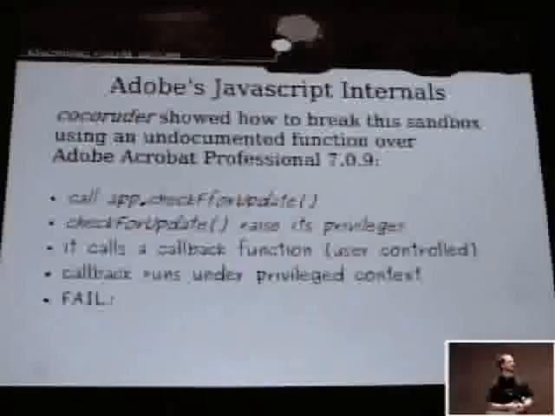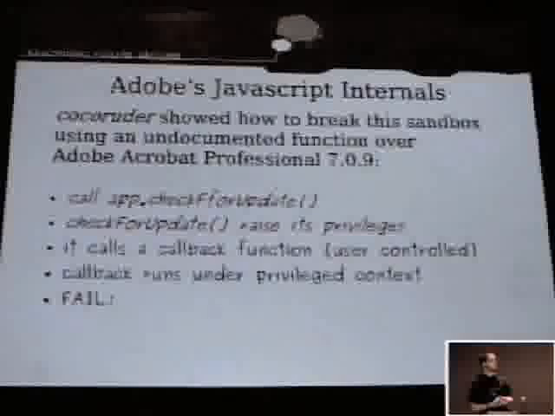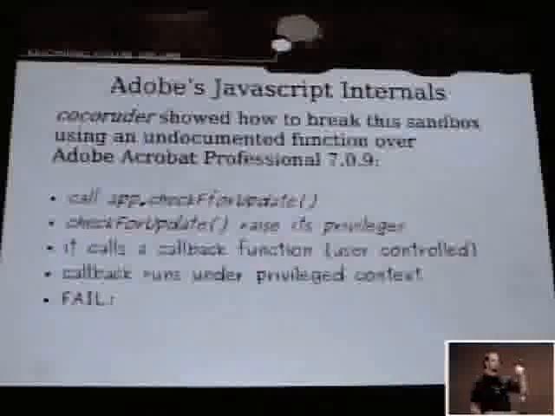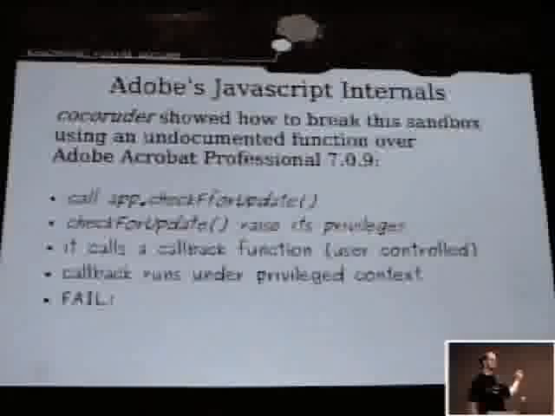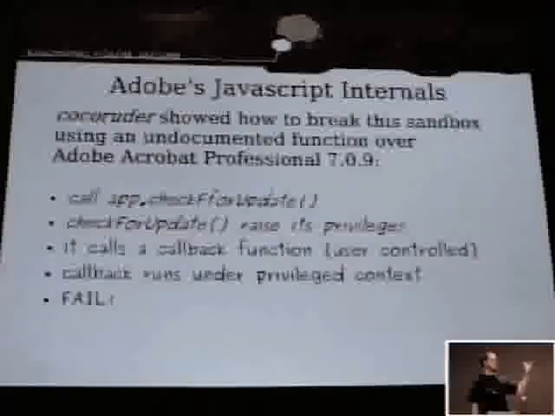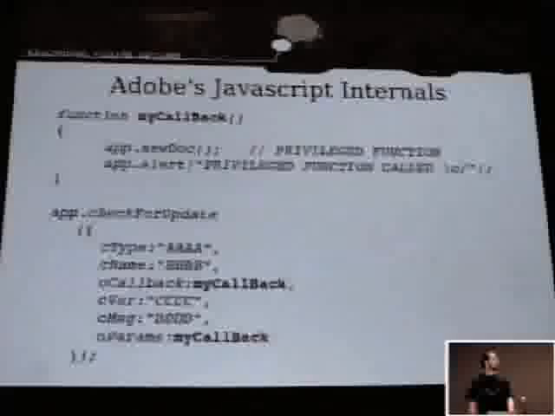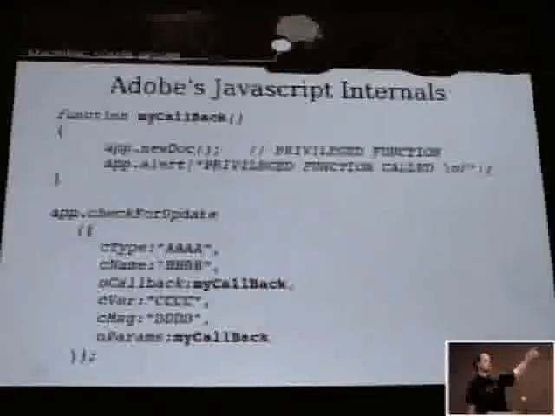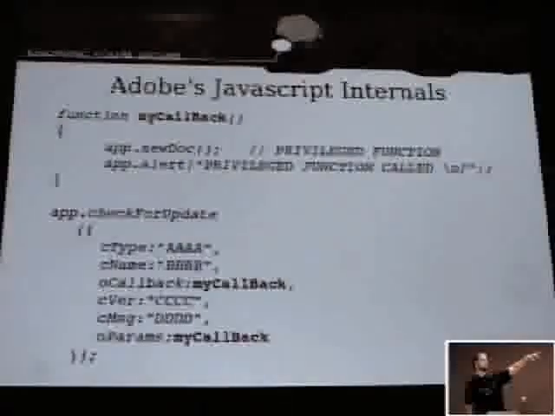Let me show how to break a sandbox using the checkForDate function, which is an undocumented function. This function raises its own privileges, and then it calls a user-controlled callback. So this user-controlled callback function is under a privileged context and can run everything. There's an example where we define myCallback, which is user-controlled, and you call a new doc function, which is the privileged one, and then we call checkForDate using the oCallback argument and set it to myCallback, the function we created before.